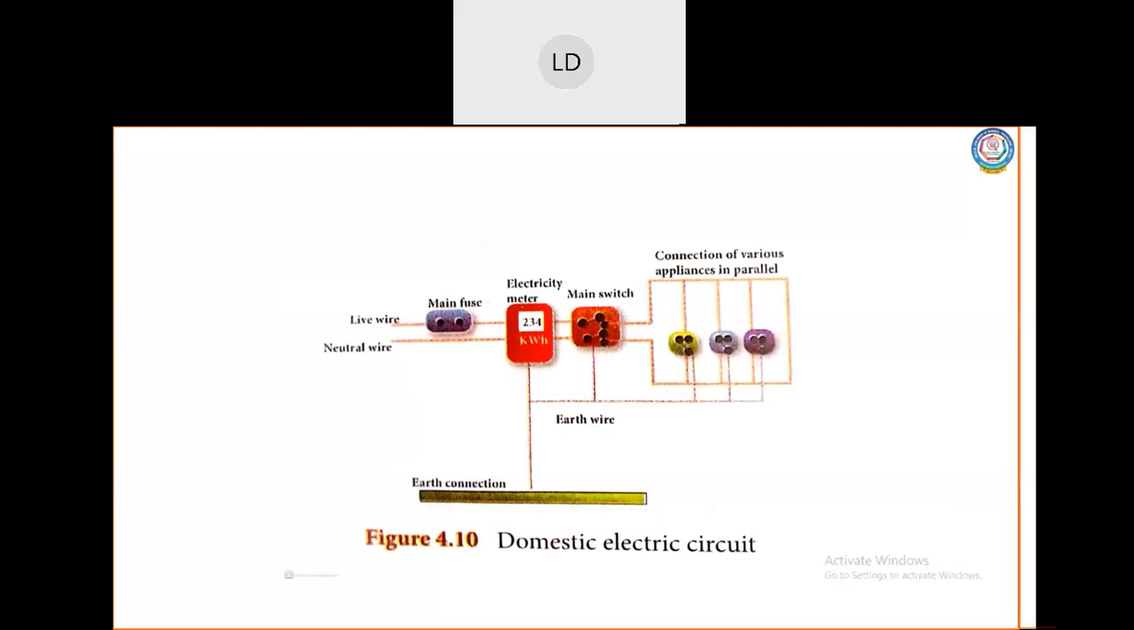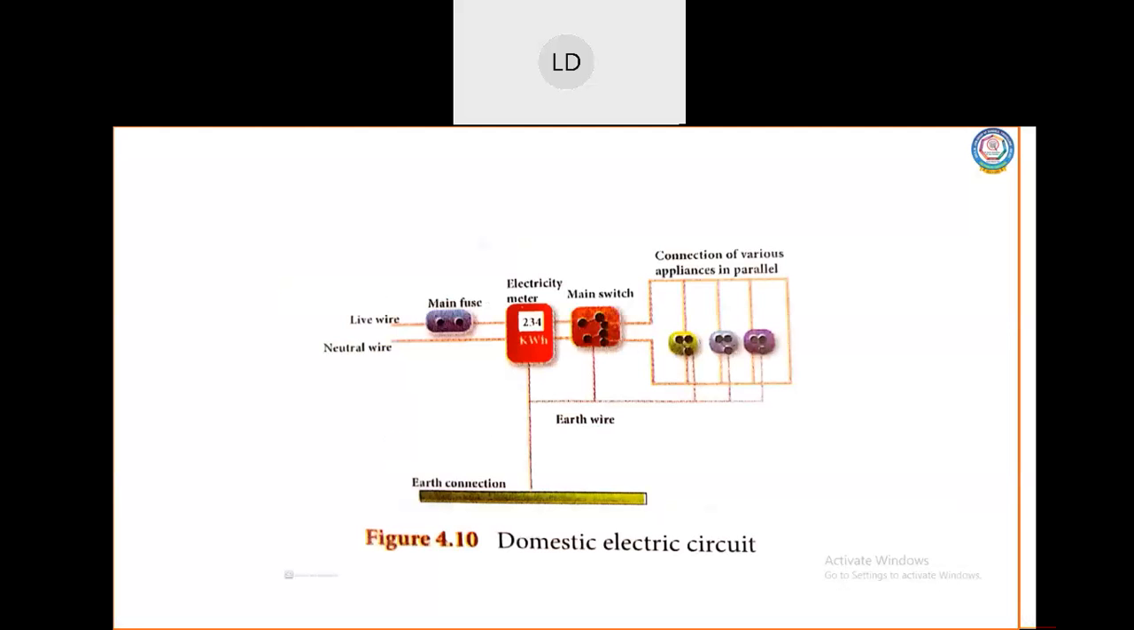to our houses. Now this is the diagram which gives the domestic electric circuit. In our homes, electricity is distributed through domestic electric circuits. These circuits are wired by electricians. Electricians will come to our house to do these connections.